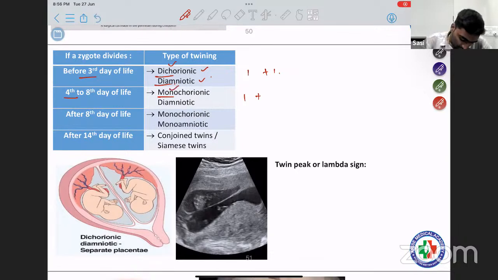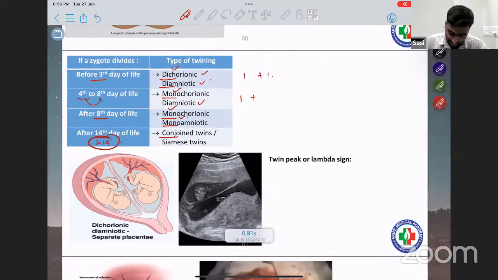So monochorionic diamniotic pregnancy or monochorionic diamniotic twins will happen between 4 to 8 days. And after 8 days, most of you will become close friends, and with whom there is extra cash, only one person will pay. So if it is after 8 days, there will be monochorionic monoamniotic twins. Fine. Next one. If it is after the 14th day, you will become close friends, or you will become conjoined twins. Just remember these tricks to remember these days for the twins. Fine. Next one.